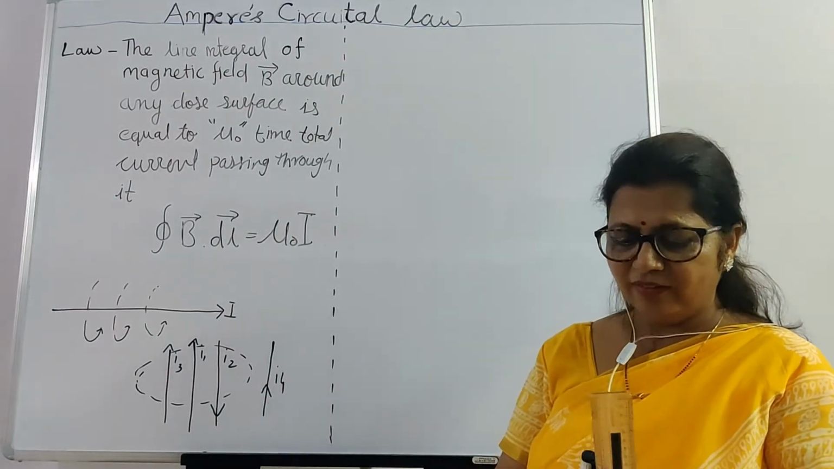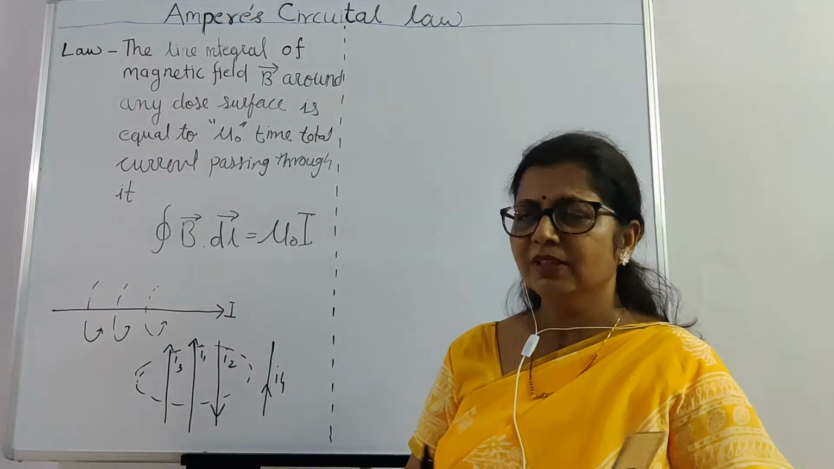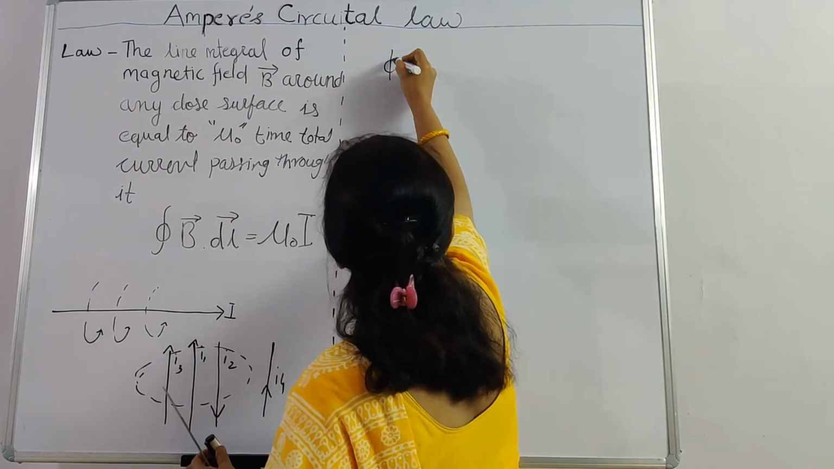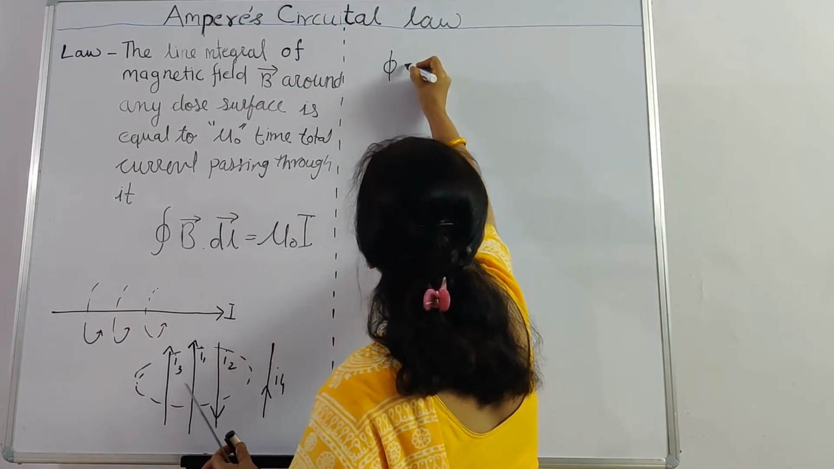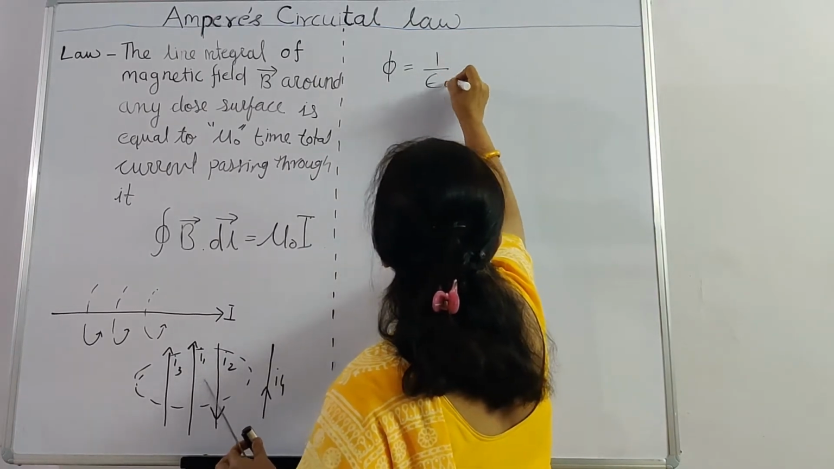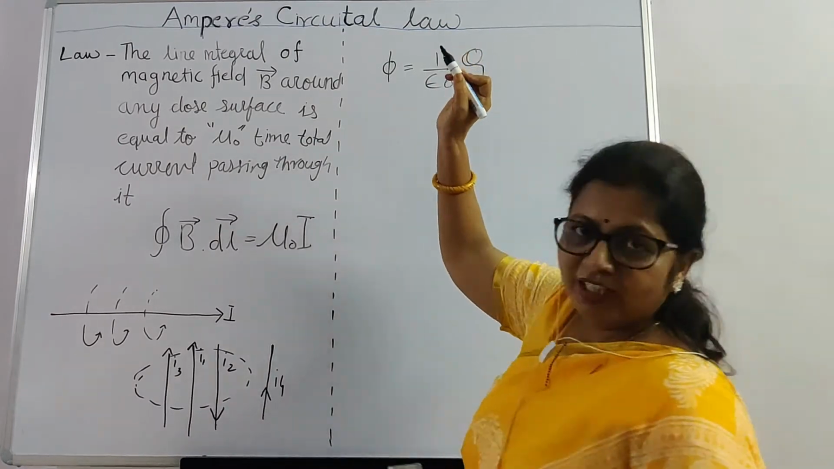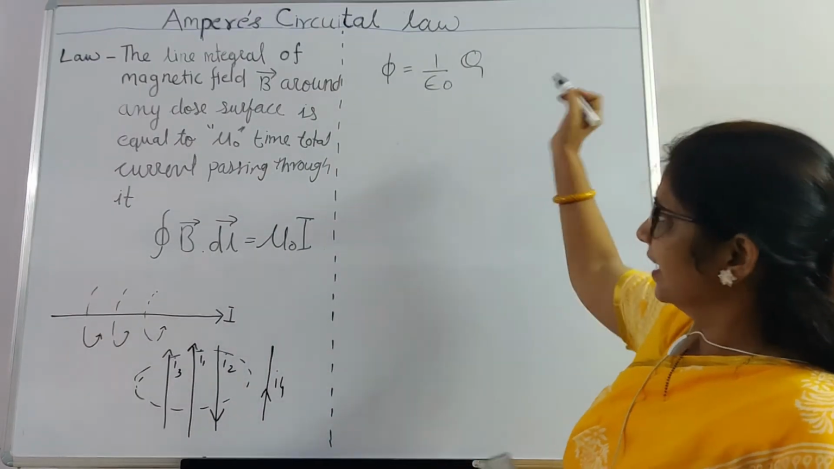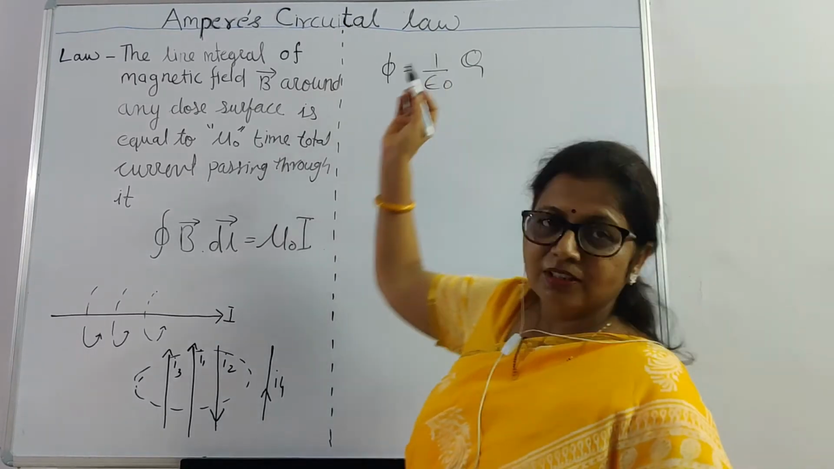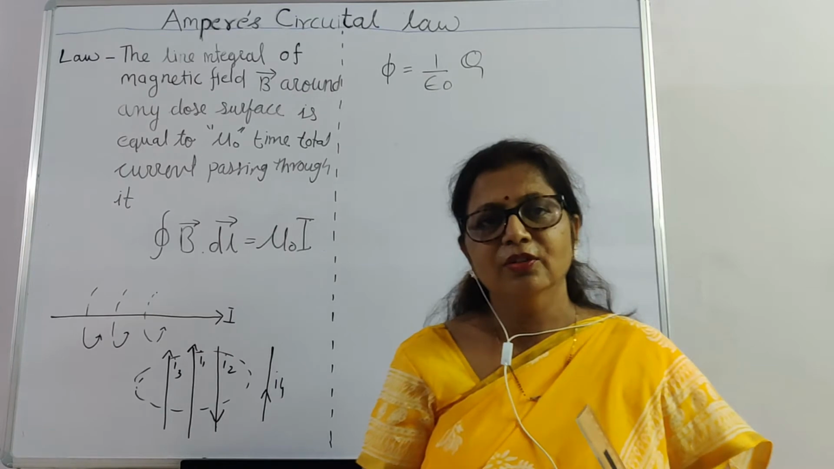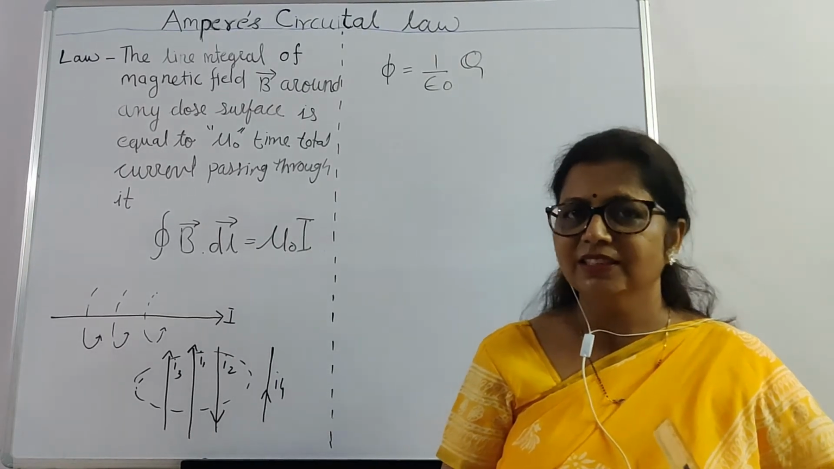See what you have learned in the Gauss theorem, that is flux inside the closed loop is 1 by epsilon times the total charge present in the closed loop. Just like that, we are going to learn Ampere circuital law. See, this law is again to find out the magnetic field intensity.